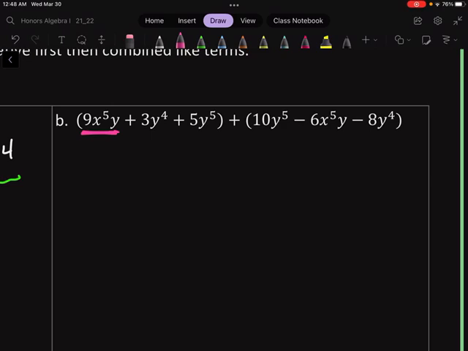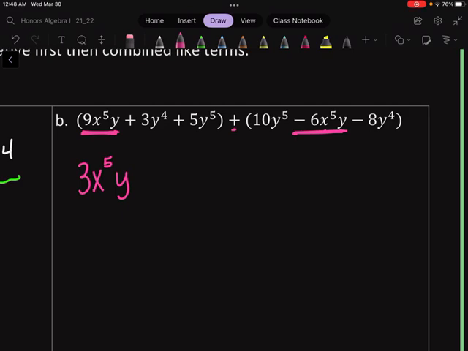So I have 9x to the 5th y. So I need another x to the 5th and y to the 1st. So if I go to my other terms here, it looks like this guy right here. So that's 9x to the 5th plus negative 6x to the 5th. So that would be 3x to the 5th y. I missed that y when I was saying that out loud.